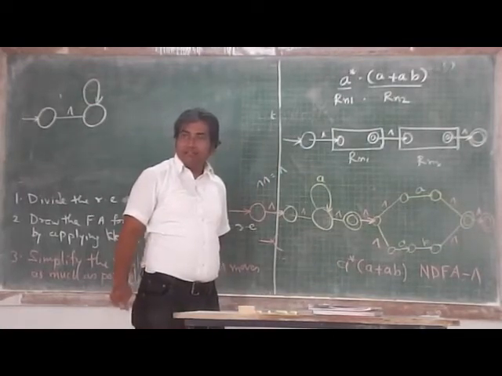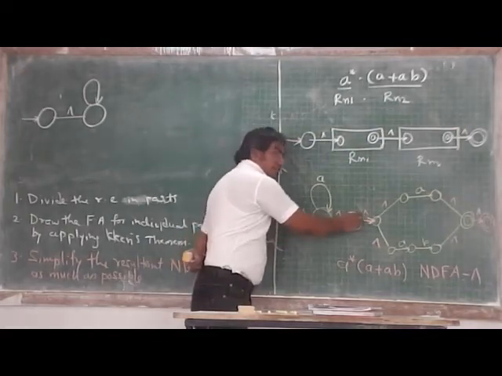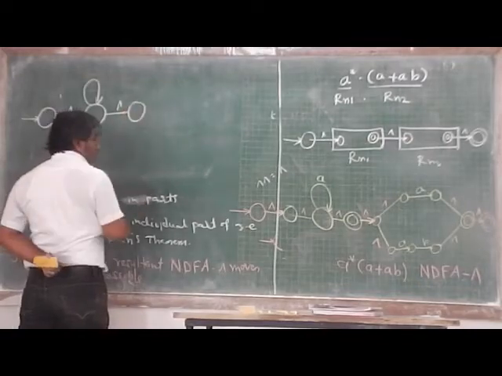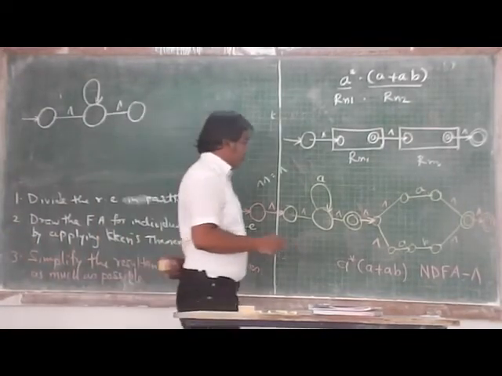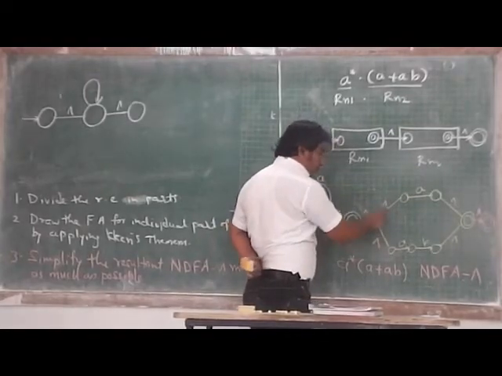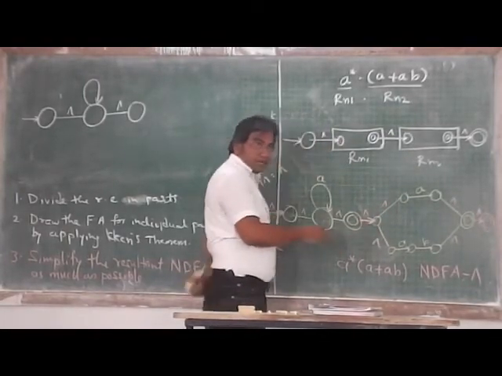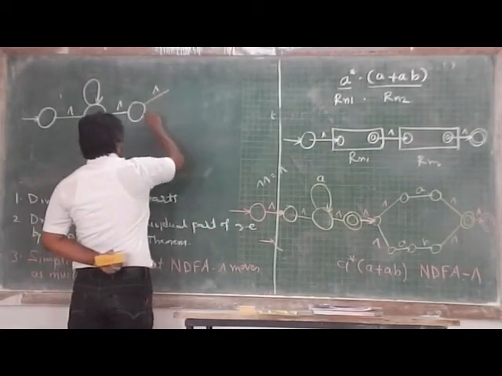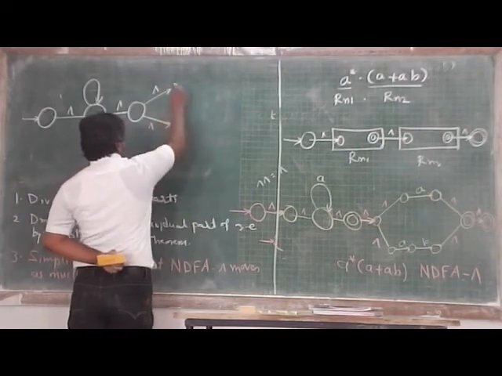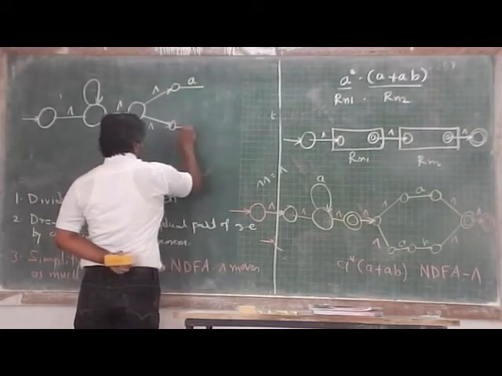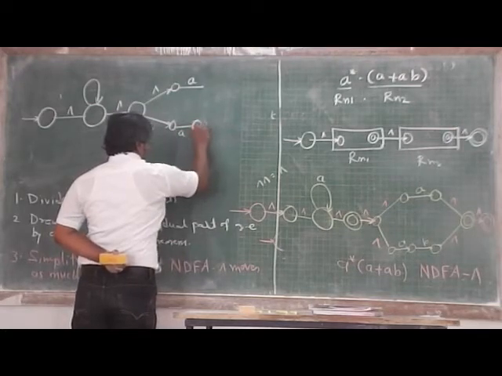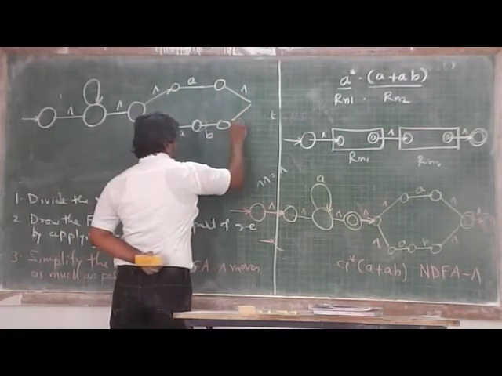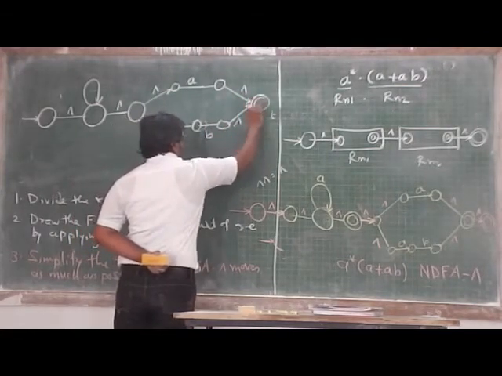Can I remove this null? Yes, I can remove it. So null is considered. And further, can I remove these two nulls? No, these are parallel, okay? They are not in series. So I can have it this way.